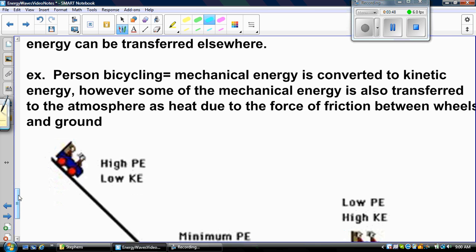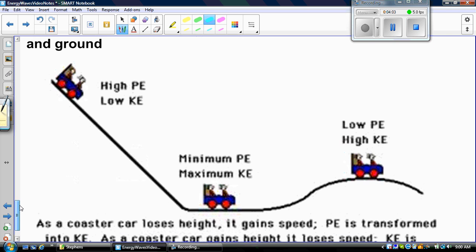For example, if a person is bicycling, mechanical energy is converted into kinetic energy. However, some of that mechanical energy is also transferred to the atmosphere as heat due to the force of friction between the wheels and the ground. Another example of energy transformations and conservation of energy is this roller coaster.